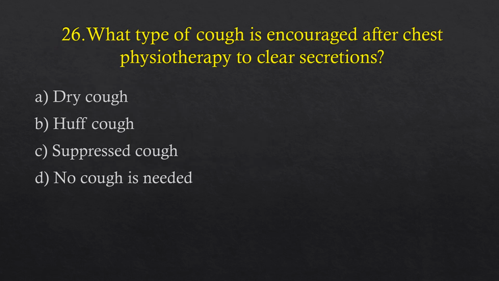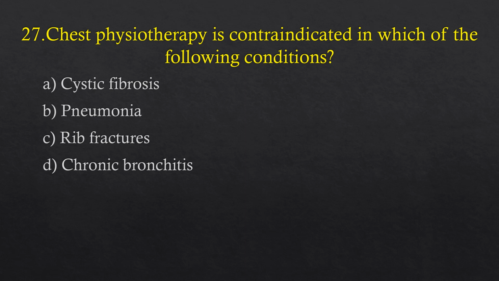26. What type of cough is encouraged after the chest physiotherapy to clear the secretions? A. Dry cough. B. Huff cough. C. Suppressed cough. D. No cough is needed. So the answer is huff cough. 27. Chest physiotherapy is contraindicated in which of the following conditions? A. Cystic fibrosis. B. Pneumonia. C. Rib fracture. D. Chronic bronchitis. So the answer is C.